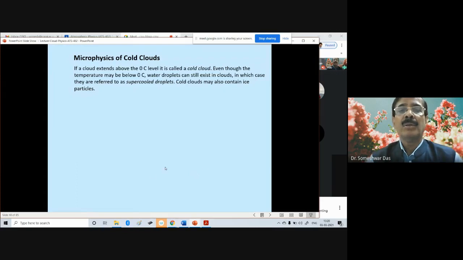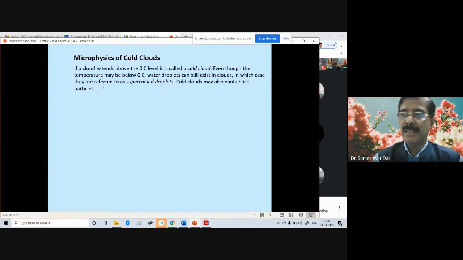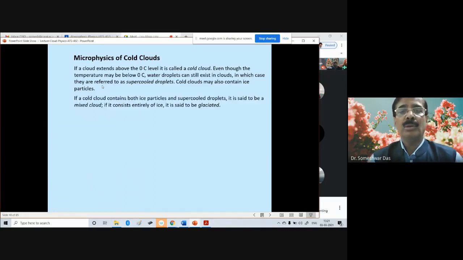Okay, so water droplets can still exist in clouds, in which case they are referred to as supercooled droplets. Cold clouds may also contain ice particles. It can have a mixed phase also. That means the cloud whose tops are rising above the 0 degrees centigrade isotherm have both a mixture of liquid water droplets as well as ice particles. If a cold cloud contains both ice particles and supercooled droplets, it is said to be a mixed cloud. If it consists entirely of ice, it is said to be glaciated.